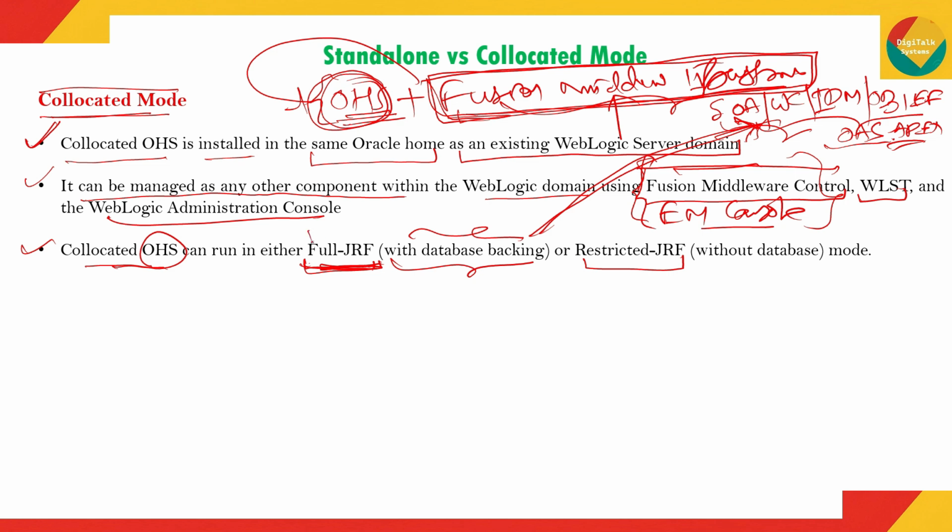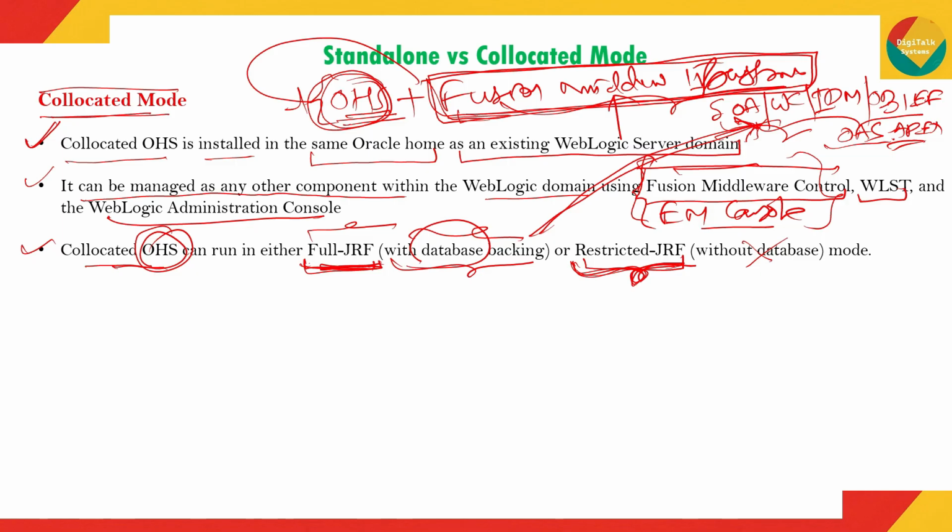So if you are going for a full JRF, then you need a database. But apart from that, when you create the OHS domain, you can create it in the restricted JRF mode as well. If it is a restricted JRF mode, then you don't need the database.